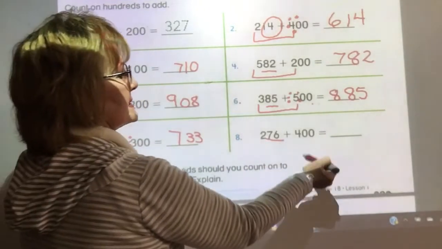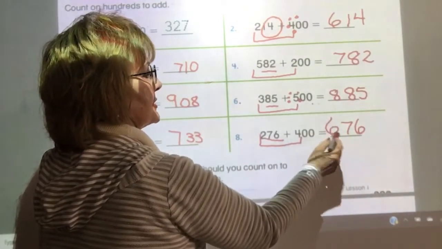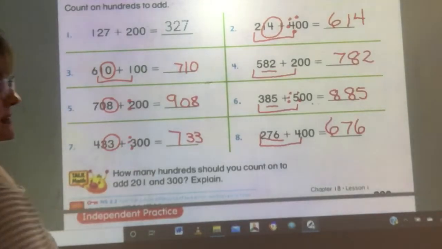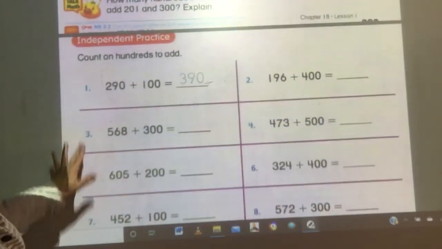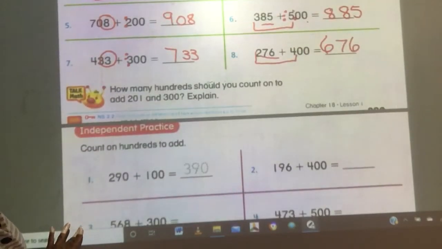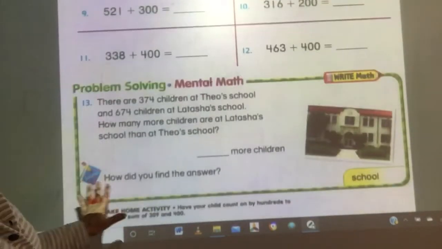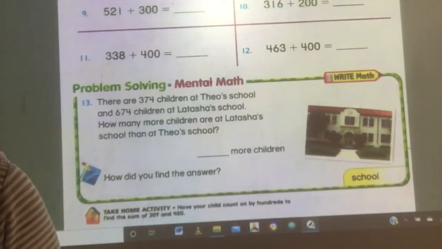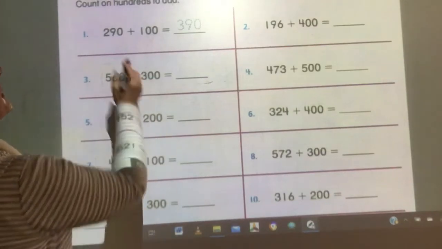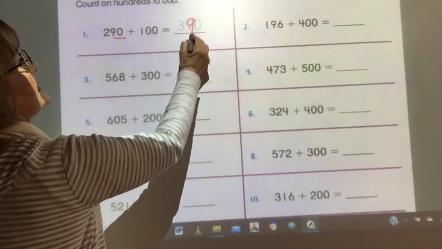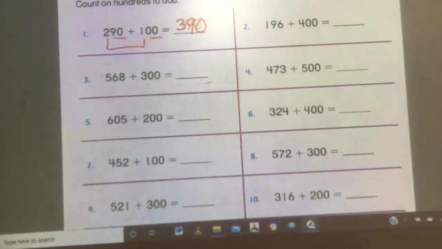Alrighty, 76 is not affected. 200s plus 400s makes 600. 676. Okay, so not too difficult. Now going on to the next page, that's exactly what you're going to be doing on your own. Okay, so if you want to circle that page number, go ahead and circle page 394. You're going to be doing this on your own, just like I did. You notice that the 90 is not affected by zeros, and it's just 2 plus 1 equals 3, 390.